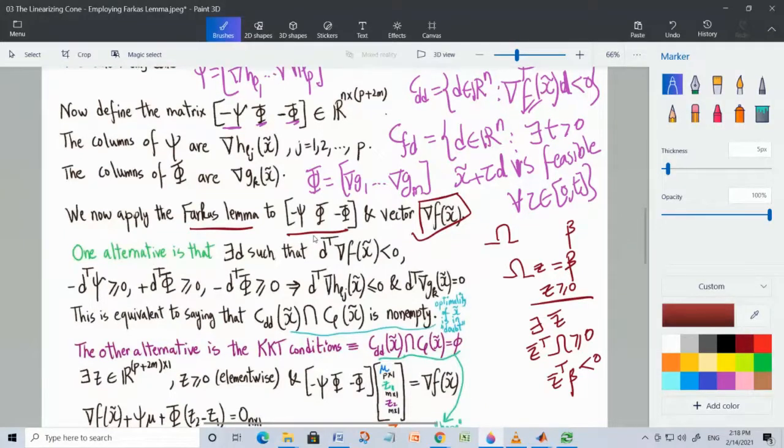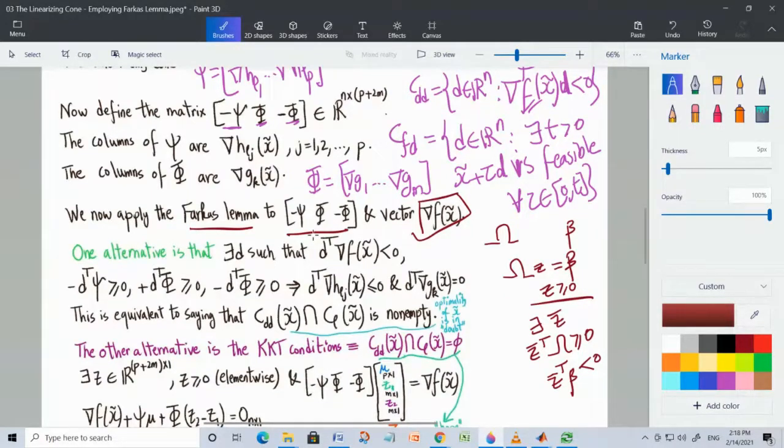So Farkas lemma tells you these two statements cannot be true simultaneously, and they cannot be false simultaneously. One of them is true and one is false. If you show that one is false, the other must be true. Okay? So this is the Farkas lemma. We will apply it now using this matrix and this vector here.